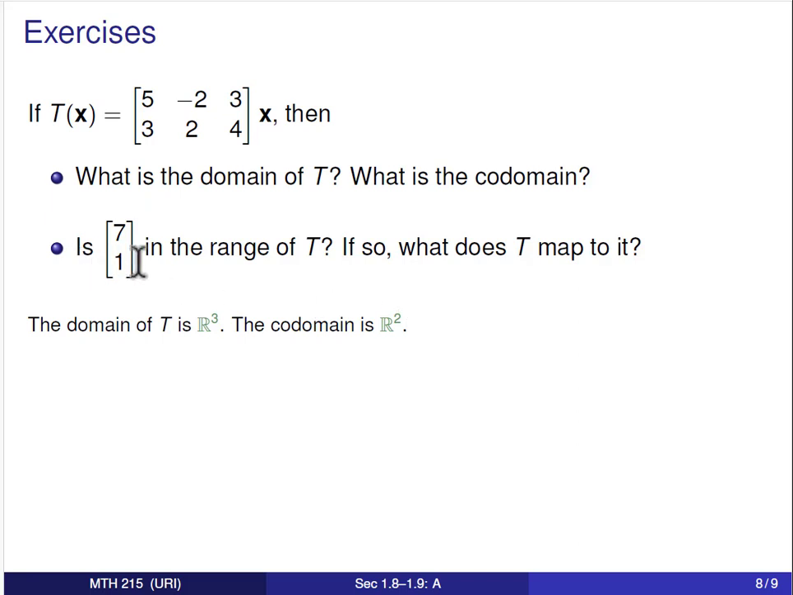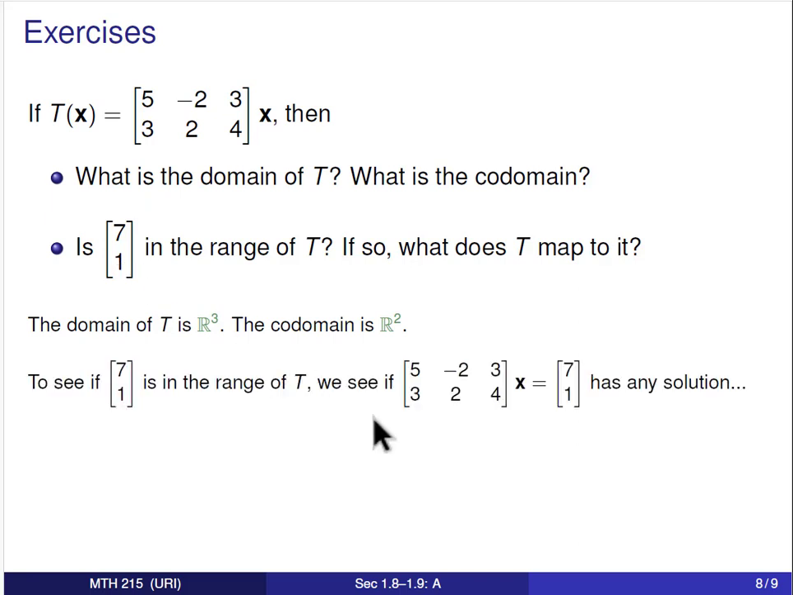Now the second question on the slide is: is (7, 1) in the range of this linear transformation? We know that the codomain is R2, and (7, 1) is a vector from R2, so there's a possibility that it's in the range. We just need to know if it actually does show up as the output for some vector x. And if it does, what vector x would that be? What does T map to (7, 1)? Well, to answer that, what we need to do is see if we can find a solution to this matrix times x equals (7, 1).